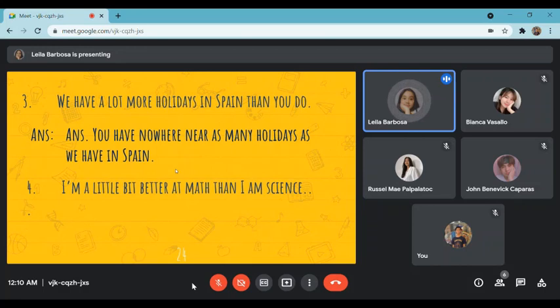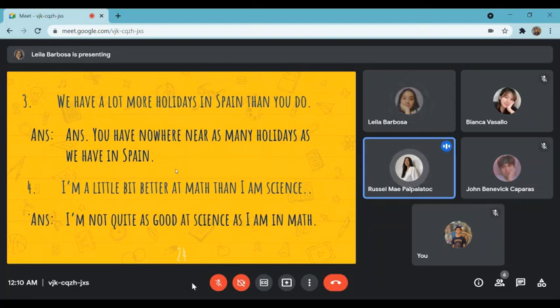So for our fourth sentence, who would like to try? Yes, Russell. I'm a little bit better at maths than I am at science. My answer is I am not quite as good at science as I am in math. Okay, so let's check if your answer is correct. So that's right. I'm not quite as good at science as I am in math.